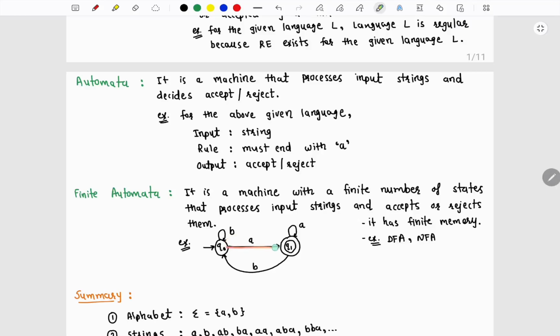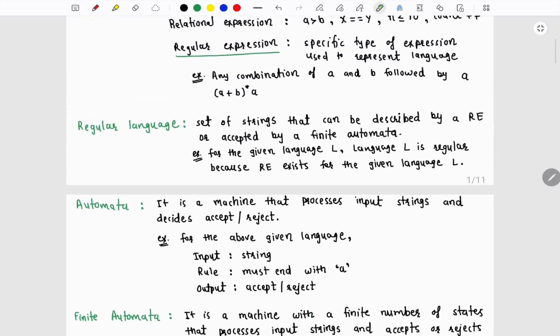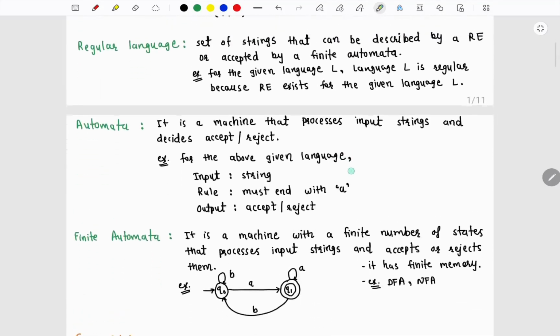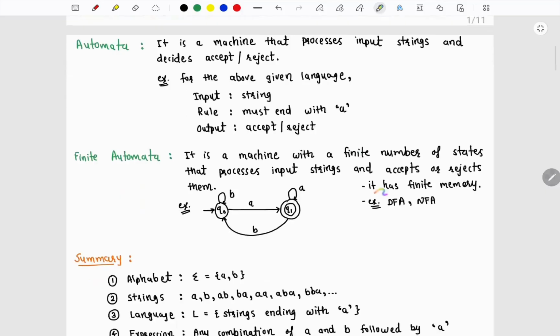So if we take A, then it will be accepted. If we take AA, then it will be accepted. If we take BA, then it will be accepted. So here only two states are there. That's why our language is the regular language, because it is accepted by finite automata. Finite automata has finite memory. For example, DFA and NFA. We will see in further videos that what is DFA and what is NFA.